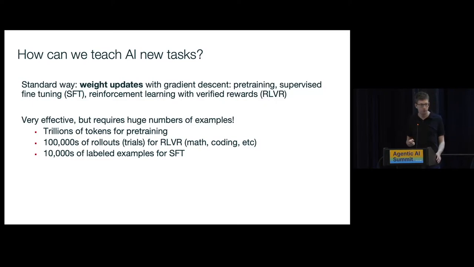We've been able to teach a lot of things, but it requires huge numbers of examples, and that's what makes it hard for, say, everyone in this room to pre-train their own model, for example. It's literally trillions of tokens you have to practice predicting to pre-train a model. It's hundreds of thousands of rollouts for RLVR, if you look at any paper that does that, and for supervised fine-tuning, it's tens of thousands of high-quality examples where someone spelled out what you should say.